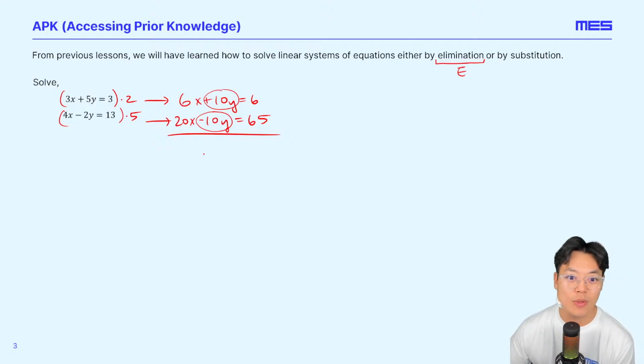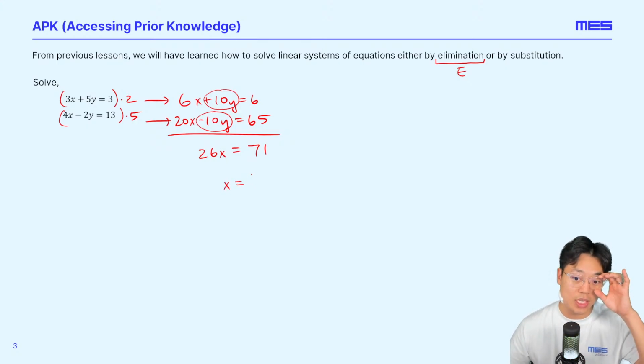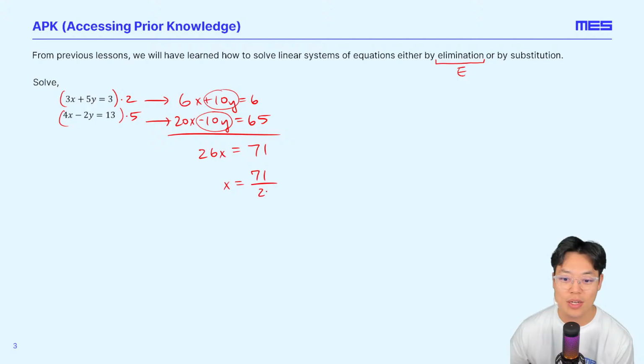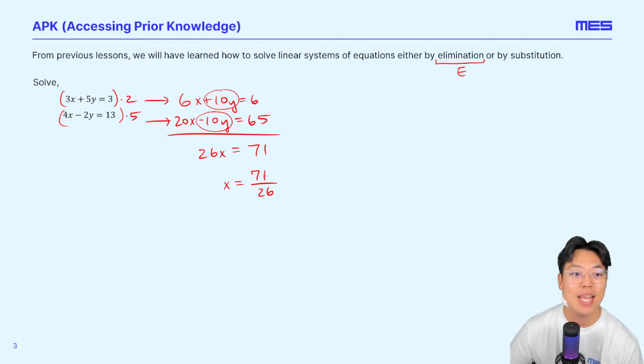So we have 6 plus 20, which is 26x, equal to 71. 6 plus 65 is 71. Now, to get x, we'll divide both sides by 26. So now we have 71 over 26. Now that we have our x value, we can go ahead and solve for a y value by plugging into either one of these equations.